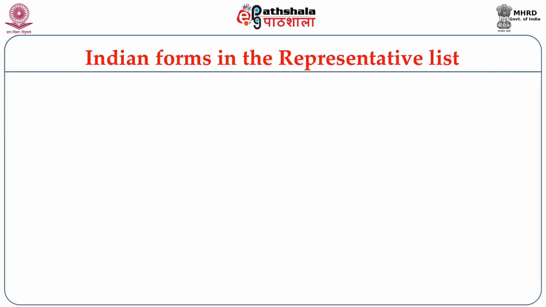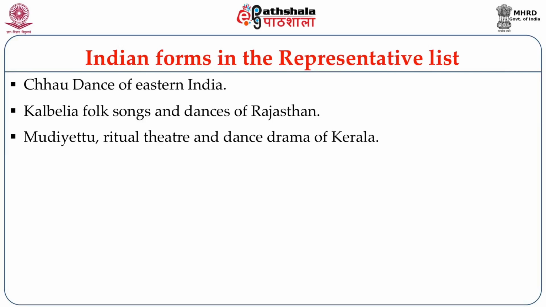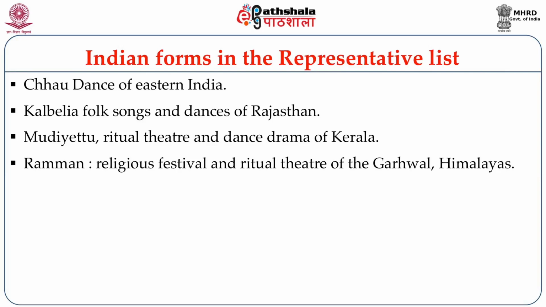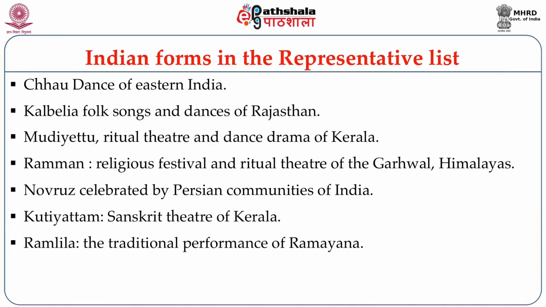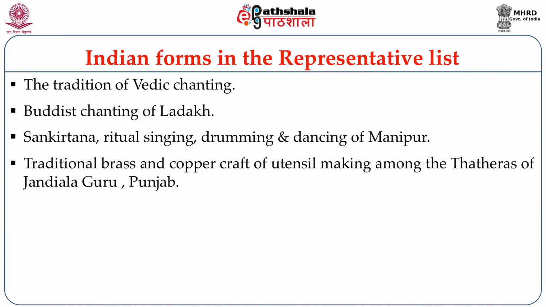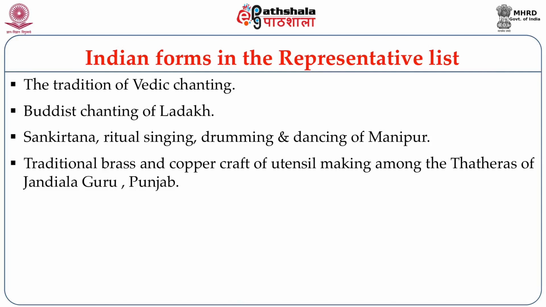The Indian forms which are already in the representative list are the Chhau dance of Eastern India, Kalbelia folk songs and dances of Rajasthan, Mudiyettu ritual theatre and dance drama of Kerala, Ramman, that is religious festival and ritual theatre of Garhwal Himalayas, Nowruz, celebrated by Parsi communities of India, Kutiyattam, Sanskrit theatre of Kerala, Ram Lila, the traditional performance of Ramayana, the tradition of Vedic chanting, Buddhist chanting, Sankirtana, drumming and dancing of Manipur, and traditional copper craft of utensil making among some areas in Punjab.